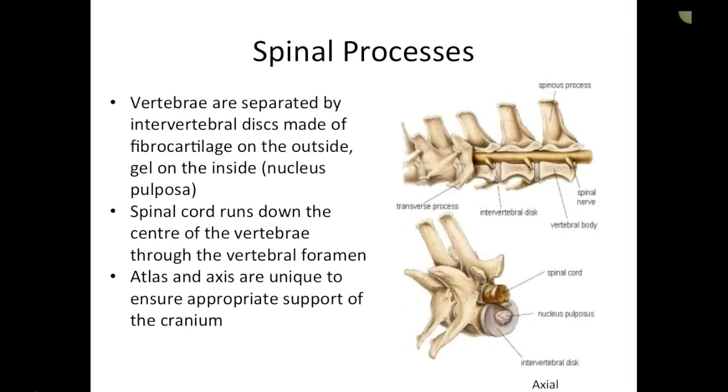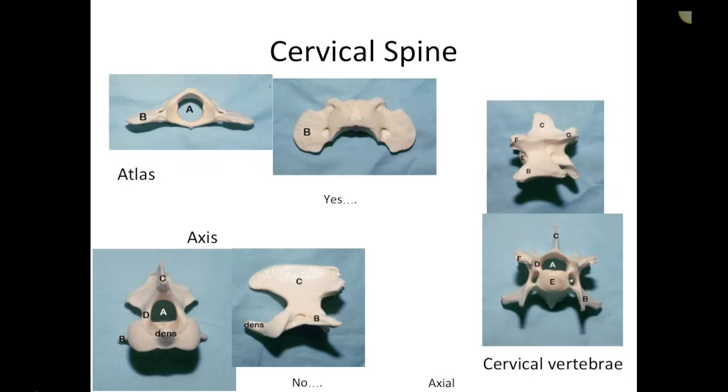So the vertebrae are separated by intervertebral discs made of fibrocartilage on the outside and gel on the inside. The spinal cord runs down the center of the vertebrae through the vertebral foramen, and the atlas and axis are unique to ensure appropriate support for the cranium. And we'll get into those two right now.